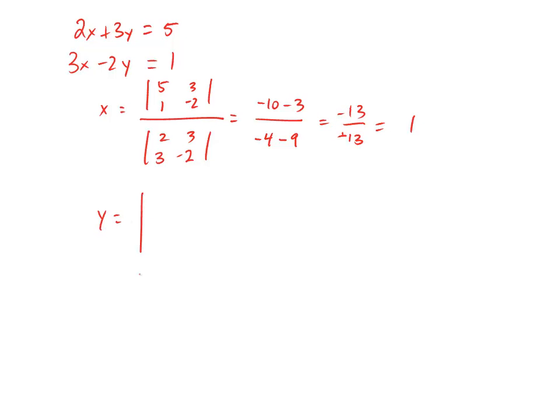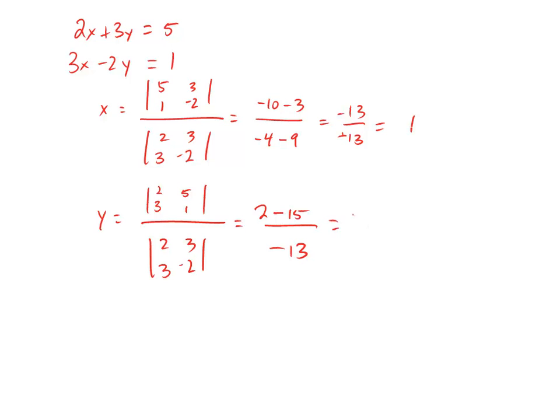Y you would do the same way. Determinant over determinant. 2, 3, 3, negative 2 is the coefficient matrix in the denominator. Of course, we know that's going to be negative 13 on bottom because we've already done that calculation. On top, I'm going to have the same first column as the bottom, but now I'll replace the second column with a 5 and a 1. So that now becomes 2 minus 15, or negative 13 over negative 13, which turns out to be 1.